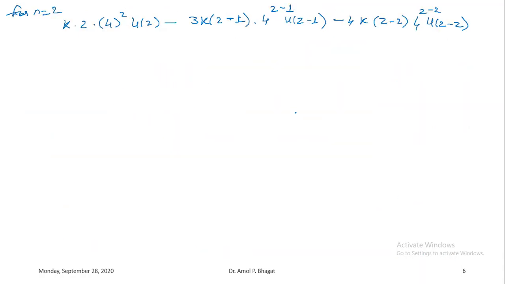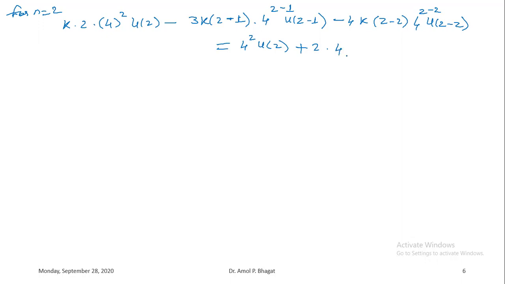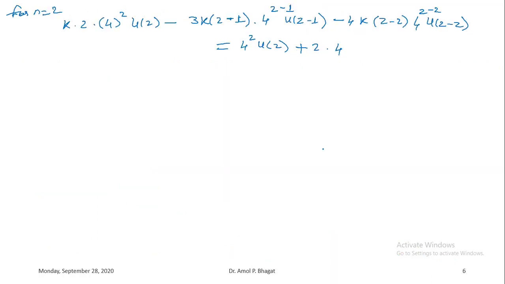U of 2 minus 2 is equal to again 4 square u of 2, plus 2 into 4 raised to power 2 minus 1, u of 2 minus 1. So here 2 multiplied by 4 raised to power 2 minus 1, u of 2 minus 1, right? So if you solve this, it will be simply 4 square, right? So 16 multiplied by 2, that is 32k, right?